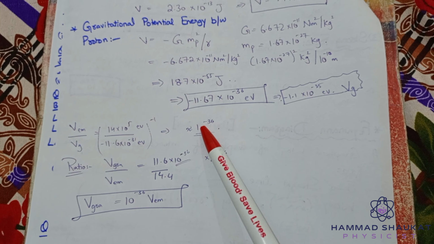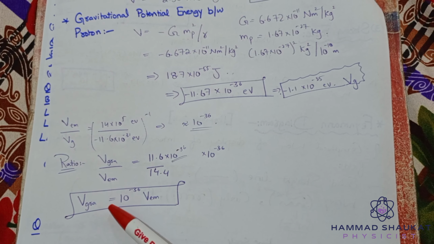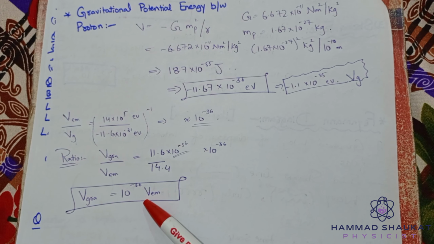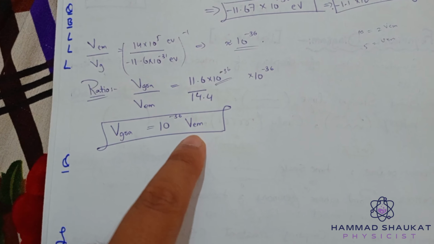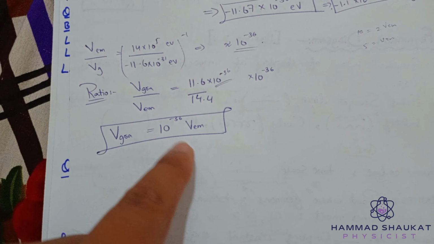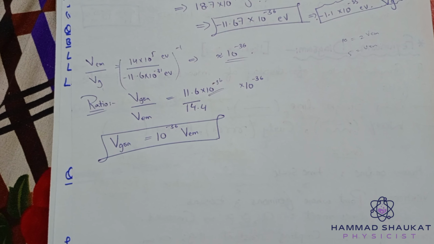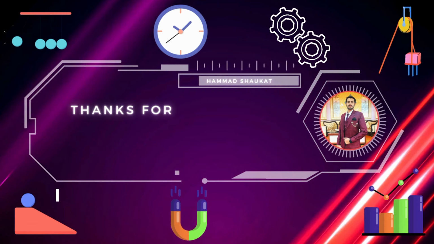Move the EM to the other side. So the final result is that gravitational potential energy is 10 raised to power minus 36 times the electromagnetic potential, which means that the electromagnetic potential is 10 raised to power 36 times greater than the gravitational potential. So that's our final result.